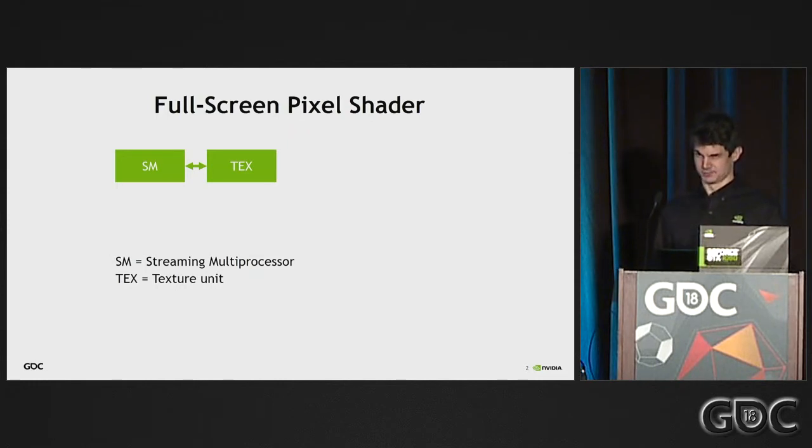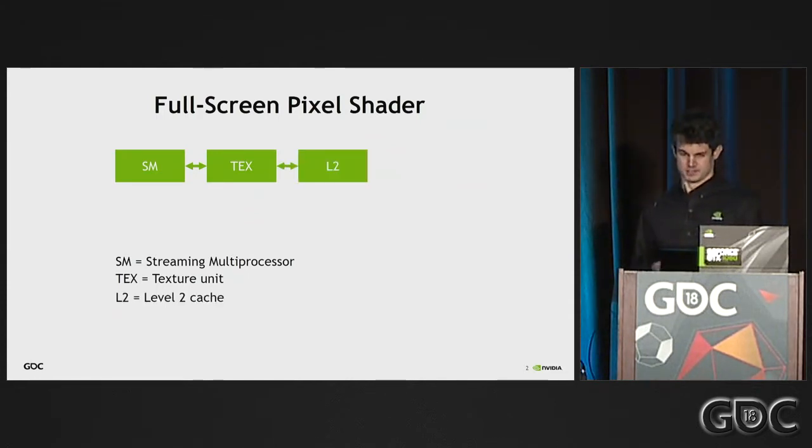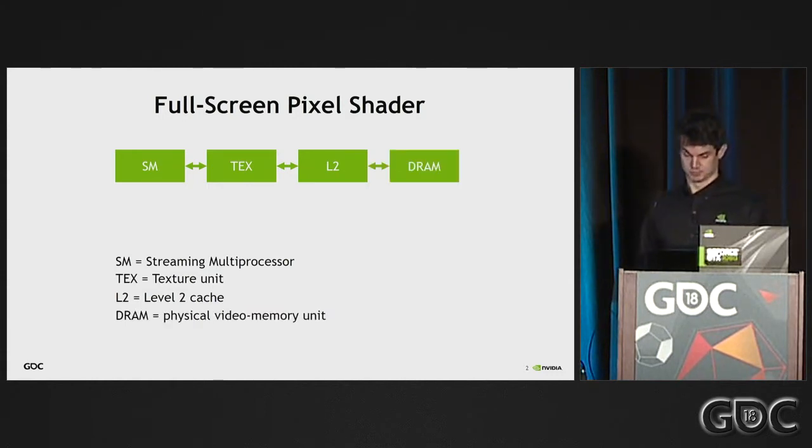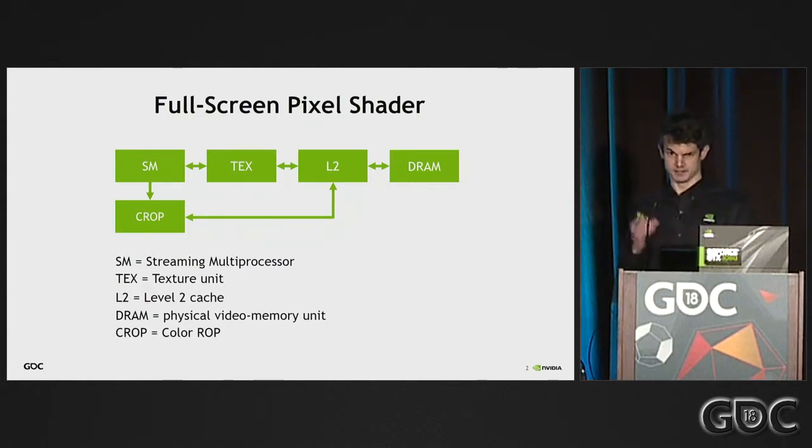It has its own internal texture cache, and if the data is not available in the texture cache, the TEX unit sends a request to the L2 cache, which sits next to the memory partition. So there is one L2 partition per memory partition. So that's a long distance from the SM and TEX units. If the L2 itself doesn't have the data, it sends a request to the DRAM unit if the texture is in the RAM. That's the physical video memory of the GPU. And at the end of the pixel shader execution, it's outputting a color value to a render target that gets sent to the CROP unit, which itself sends the data to the L2 cache and the DRAM.